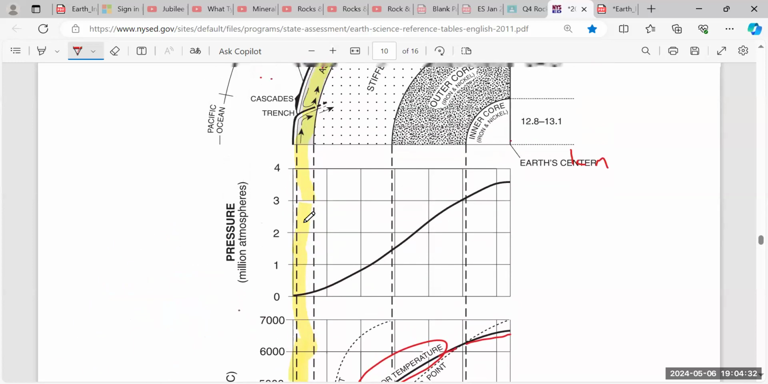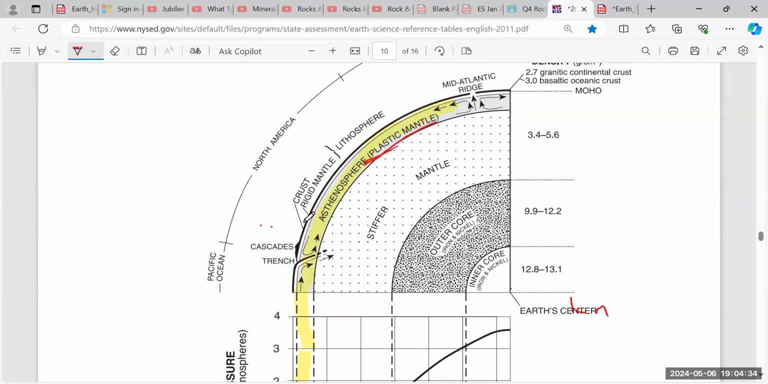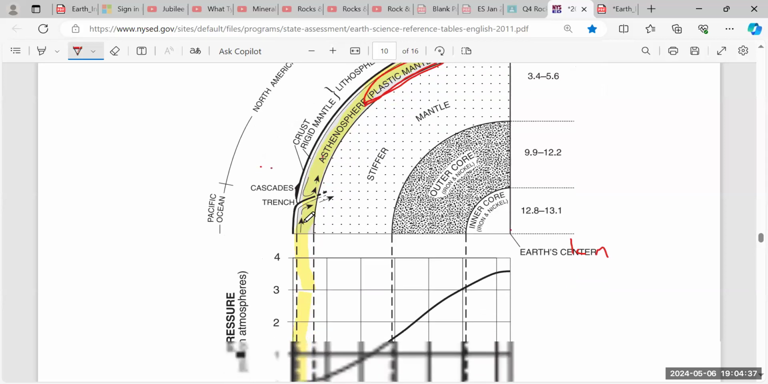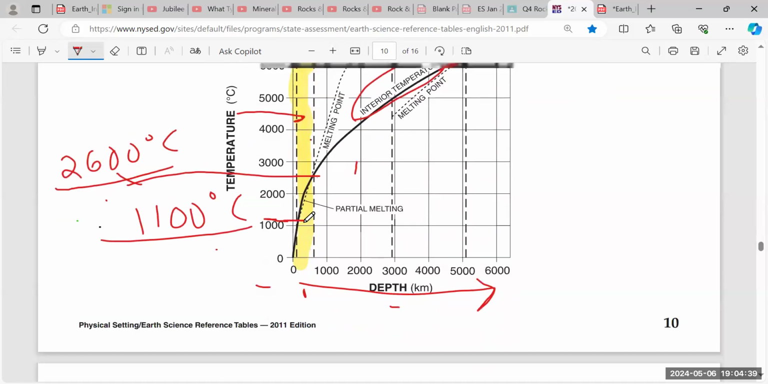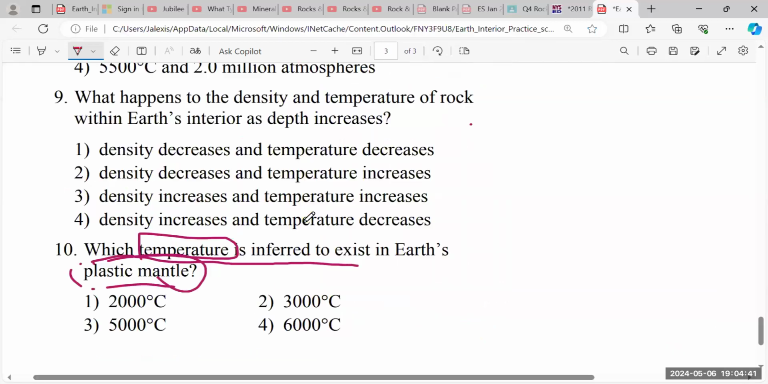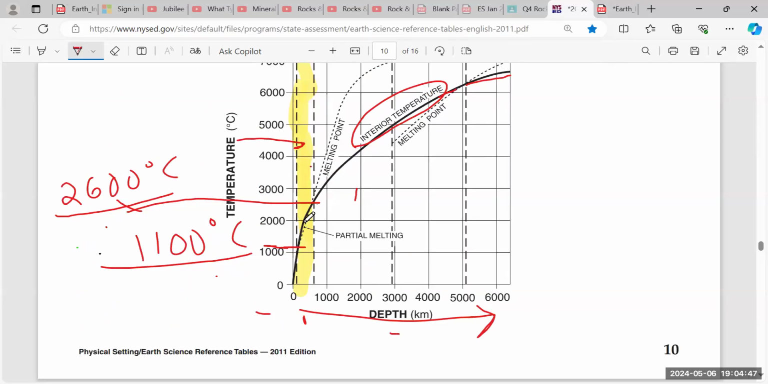Look what happens when I scroll up, focusing on the plastic mantle that I highlighted in yellow. And so the best option would end up being choice 1, 2000. 2000 degrees Celsius is definitely a temperature within the plastic mantle.